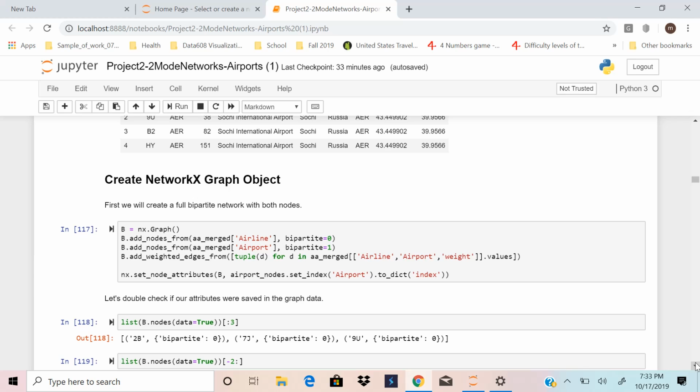Let's move on. Now we started to create our two-mode graph. The first node set, as we already mentioned, would be airlines, and the second would be airports. Then we create edges between those two different node types, and we use weight, which is the number of different routes for this airline at that airport.